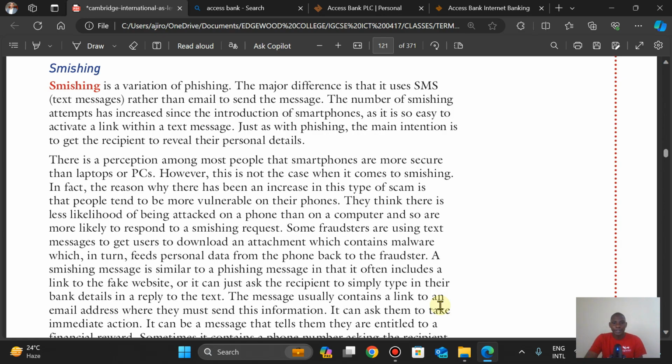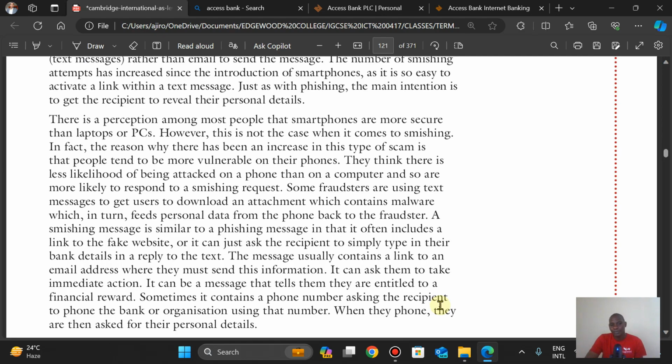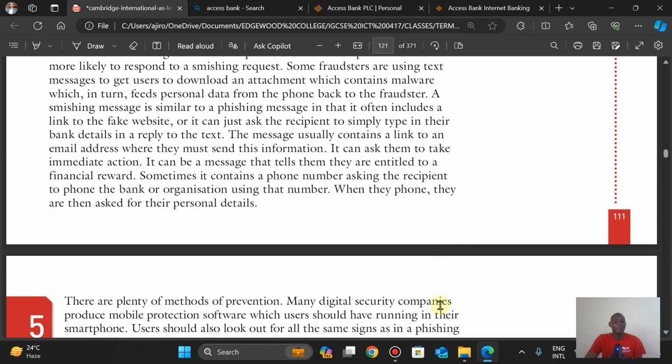Now, the message usually contains a link to an email address where they can send this message. You can ask them to take financial reward, to take immediate action. It can be a message to tell them that they are entitled to a financial reward. Sometimes it contains a phone number asking the recipient to phone the bank organization using that number. I don't even do it. We've talked about this. When they phone, then they are asked for their personal details.